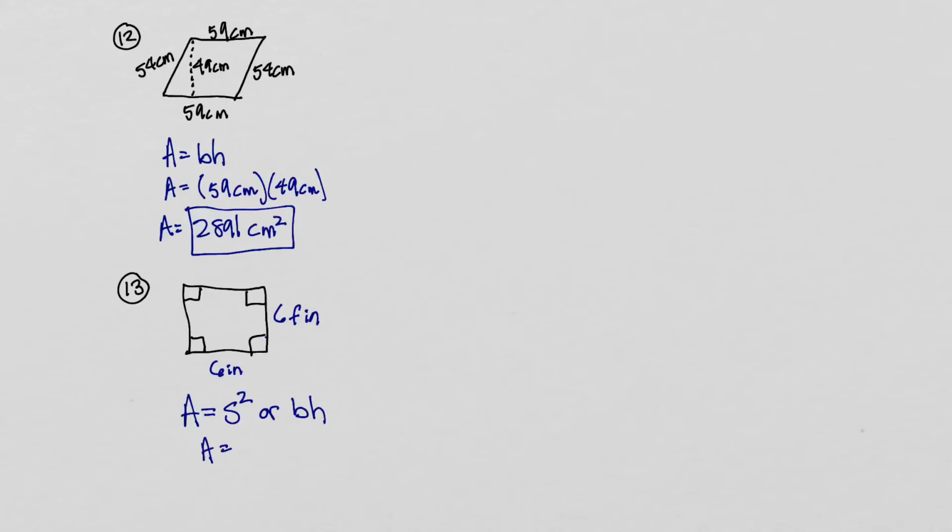So the area is going to be, either way you do it, 6 feet squared, or if you like, 6 feet times 6 feet, right? Base times height, length times width. So what we're going to get here is 36 square feet, any way you do it.